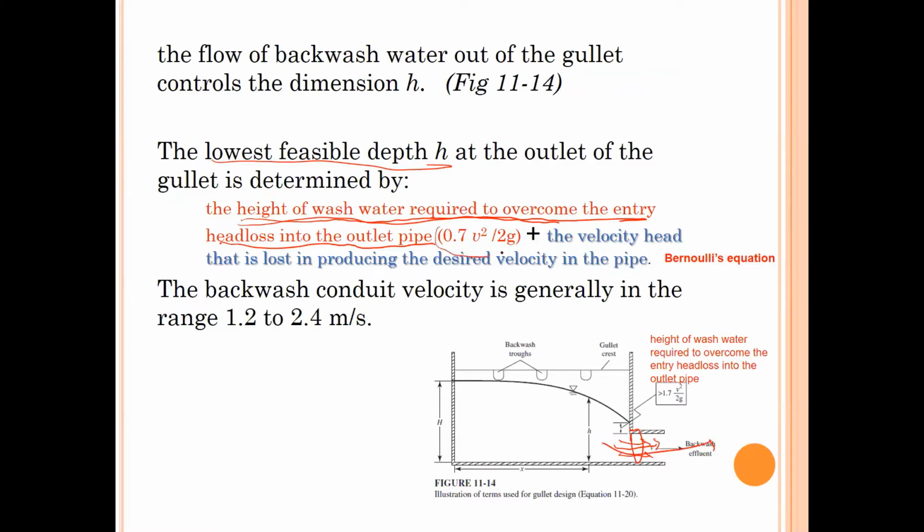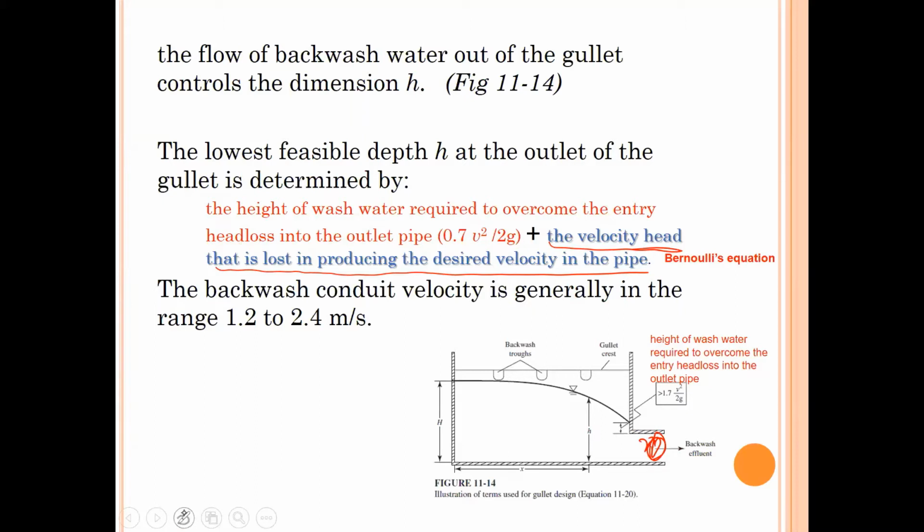This entry head loss can be determined using this fraction, 0.7 v square upon 2g. The water should have this head loss to go out, to overcome the entry factor, and the velocity head that is lost in producing the desired velocity in the pipe. So this velocity v should be maintained because of the velocity head, which is actually derived.